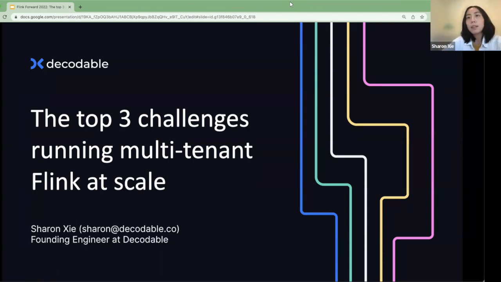So a little bit about myself. I've spent the past 5 years using and managing Flink and I've experienced a lot of challenges. So today I want to share about those challenges and the trade-offs we've made, particularly at Decodable.